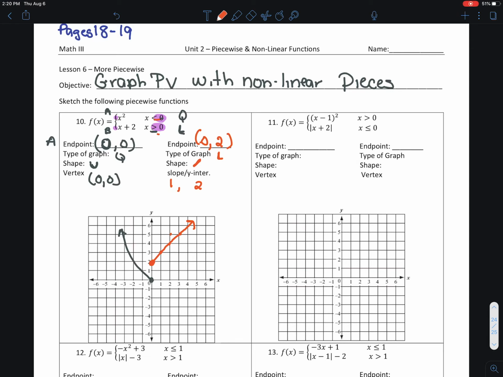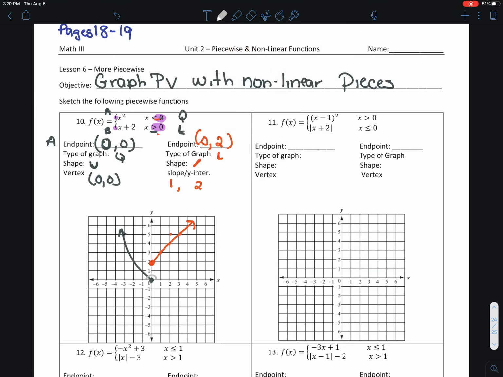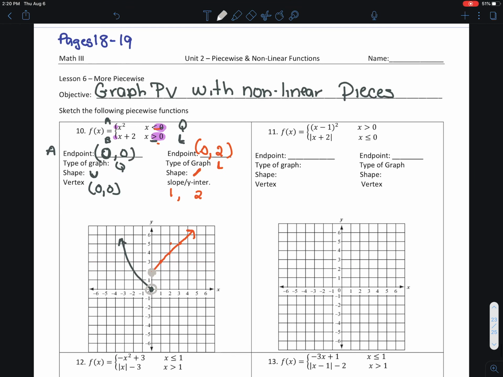Now, I need to talk about endpoints. So on this first graph, we have x is less than 0, meaning that it is not defined there. So this graph would have an open circle. So this should have an open circle. It's greater than or equal to 0 here, so this one would have a closed circle. And that's my little graph. Okay, let's do another example.